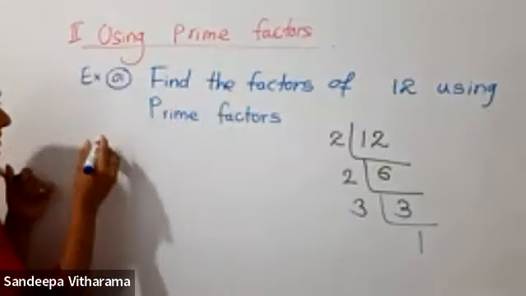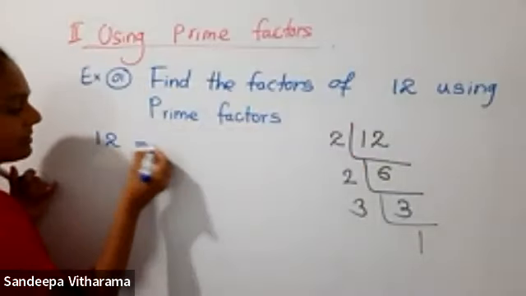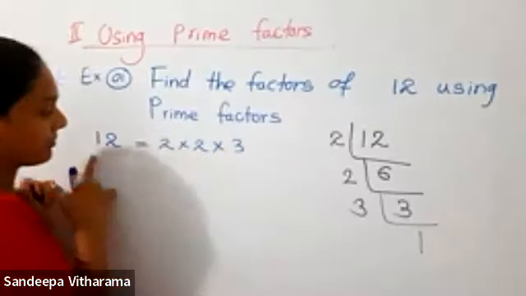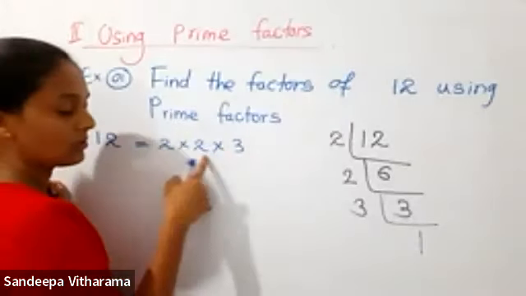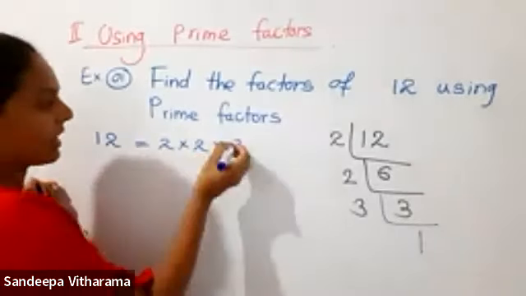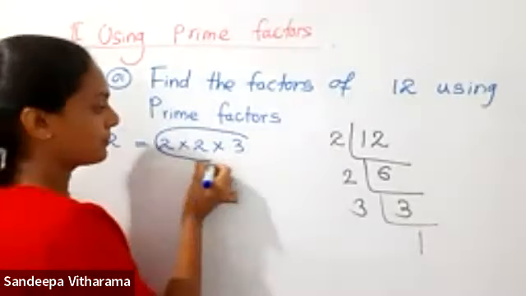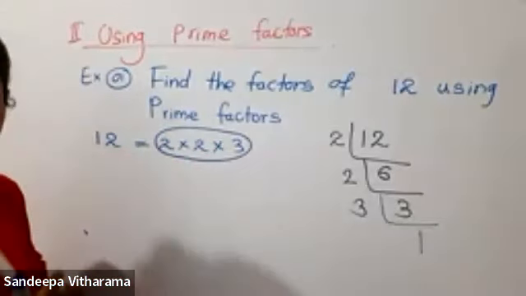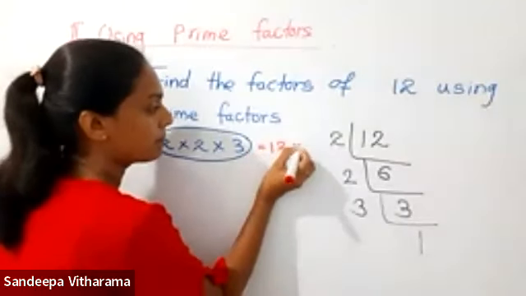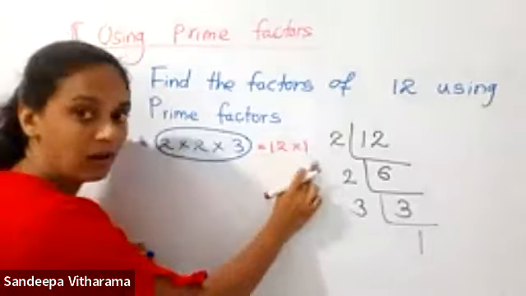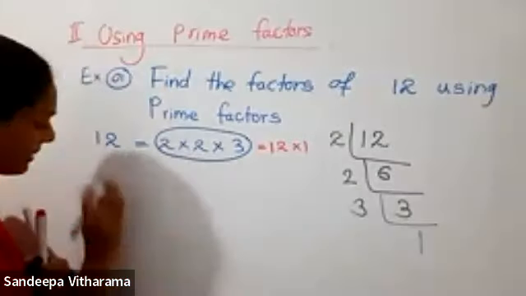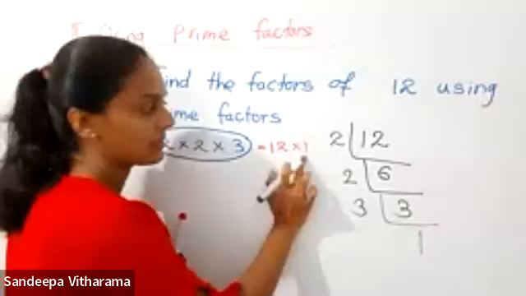Now what I do is I write 12. 12 is equal to 2 into 2 into 3. We can obtain 12 like this: 2 into 2, 4. 4 into 3 is 12. Now I take this whole product. Then the answer is 12, multiplied by 1. That means 12 and 1 are factors of 12.